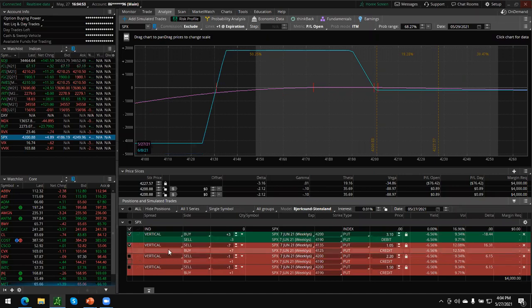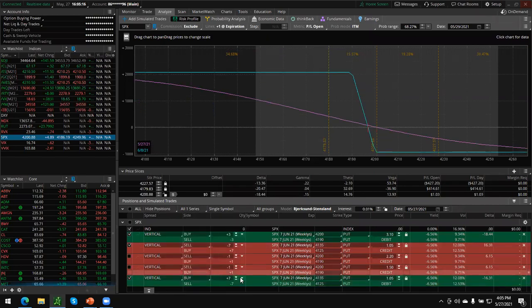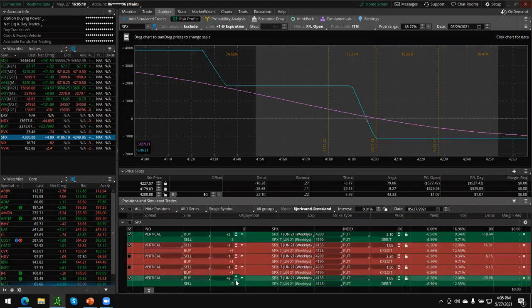Let's talk about downside adjustments for just a minute. It's the same idea. We're going to peel off some of these put credit spreads. Now, where did I say it was? I said it was 41.80, I think. So let's put a price slice there, and let's look at the impact of taking off these credit spreads. At least I take off one lot at a time.